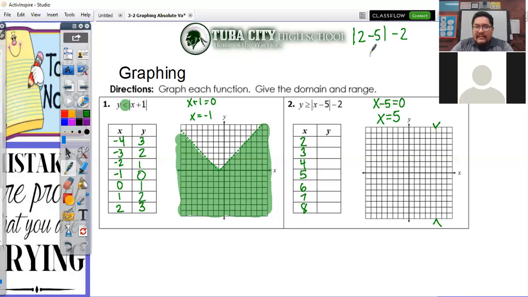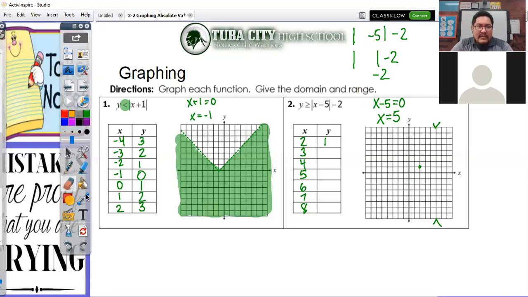So 2 minus 5 in this case would be negative 3 minus 2. And then take the absolute value of negative 3, and that would be, well, regular positive old 3. 3 minus 2 would be 1. So we know that this is going to be 1, the y value. So over 2, up 1. Well, actually, I'm going to make sure I finish all of these first before moving on to graphing it.